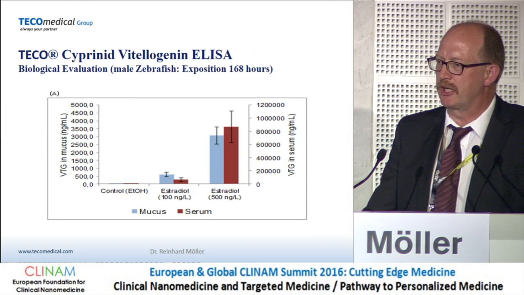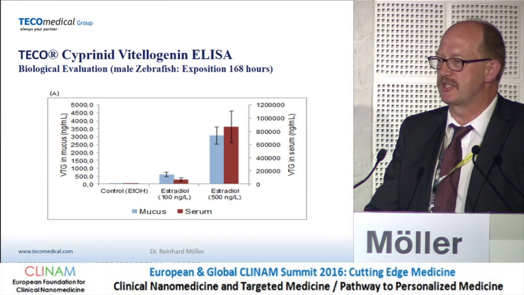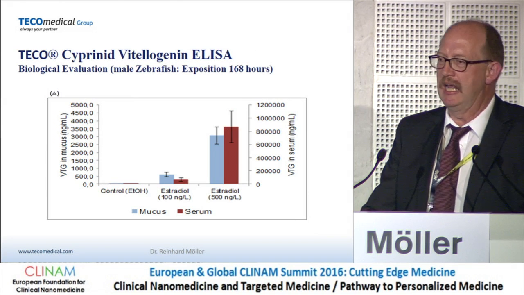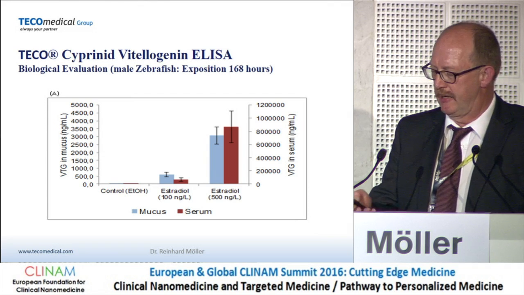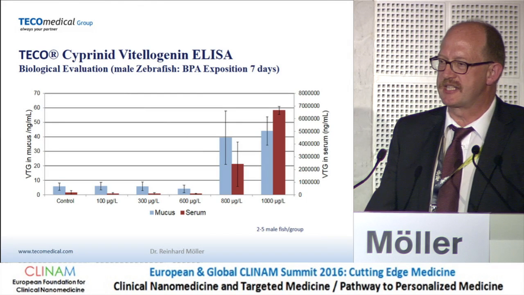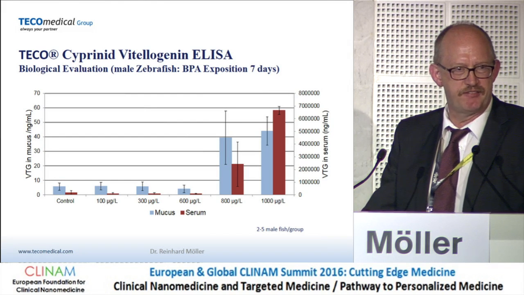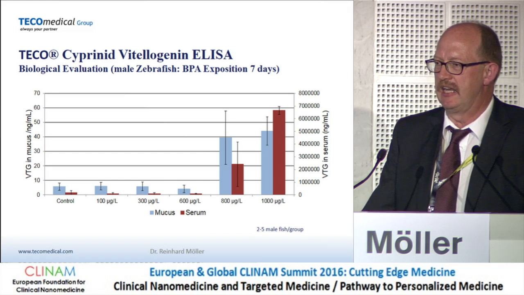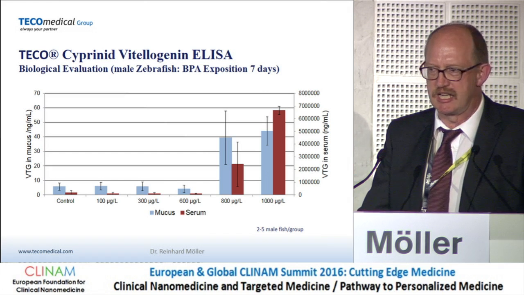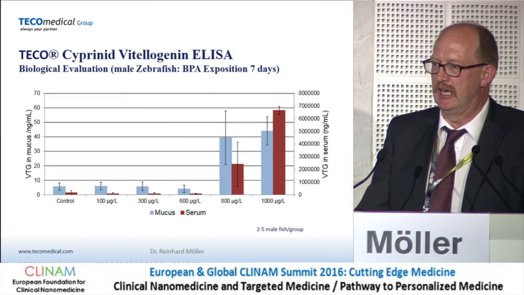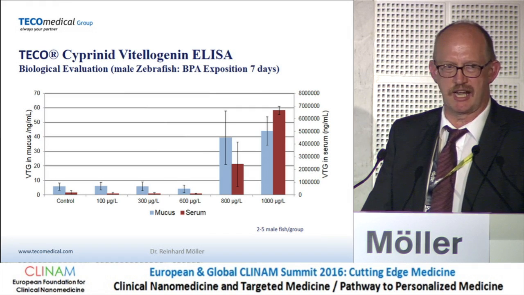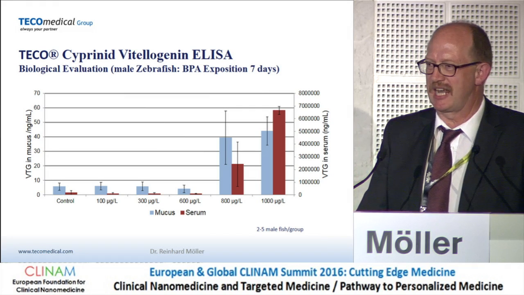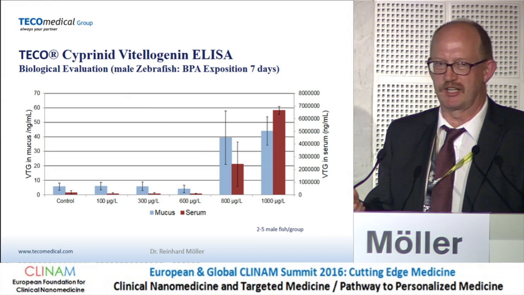Just to show how this is working, here is estradiol. You see there's a control group, and you see already small amounts of test substances. Here, estradiol given into the water where the fish are will induce Vitellogenin induction. Here you see the same with BPA, the plasticizer, the softener in plastic. You see that here at much higher concentrations, Vitellogenin is induced in male fish. Why I'm showing you both of these is just to say that fish are not the same, and materials which cause endocrine disruptions are not the same.